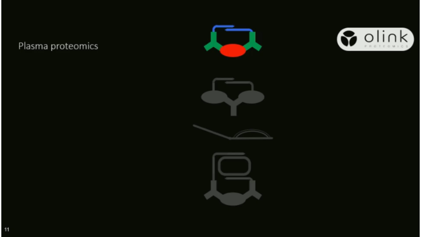And if they do recognize the target, then you just dilute the sample. You don't wash anything. You just dilute it so that the chance that two antibodies will be in proximity is lower. And then you allow the ones that remain in proximity to extend and give you an amplifiable molecule. And I think currently they are measuring 5,400 proteins in 2 microliter of plasma and doing very well.